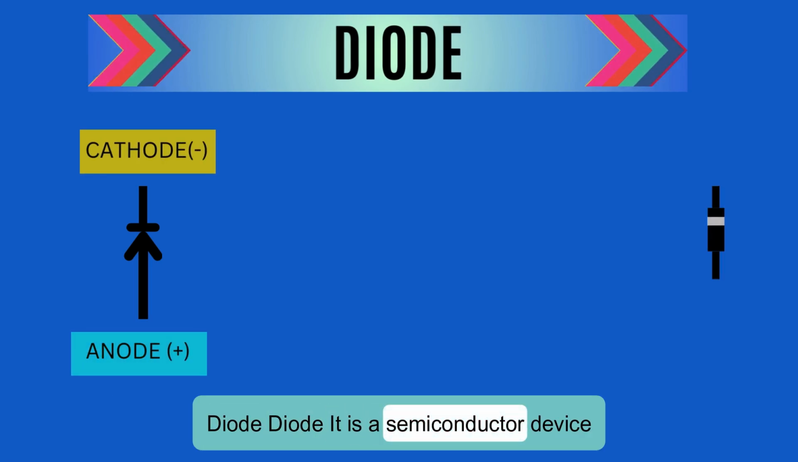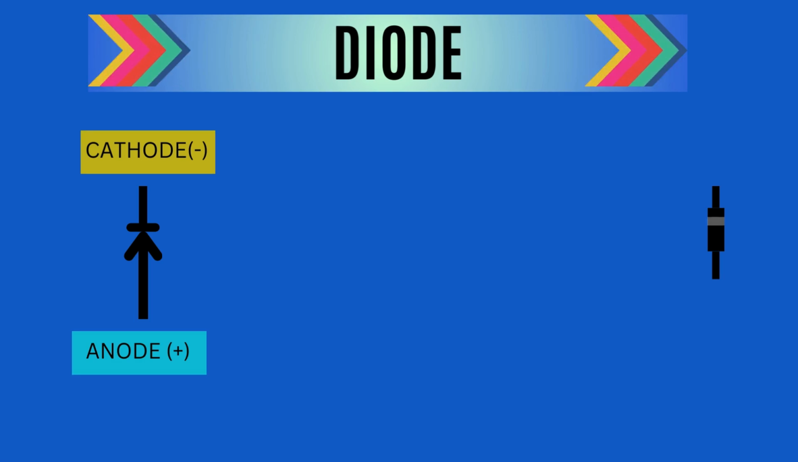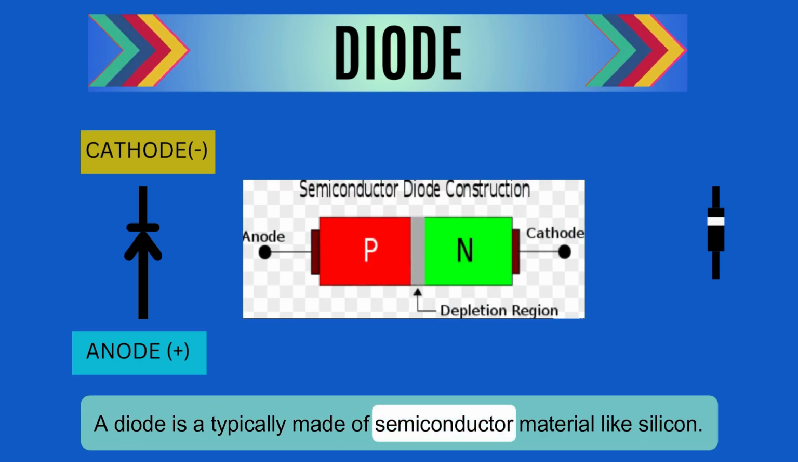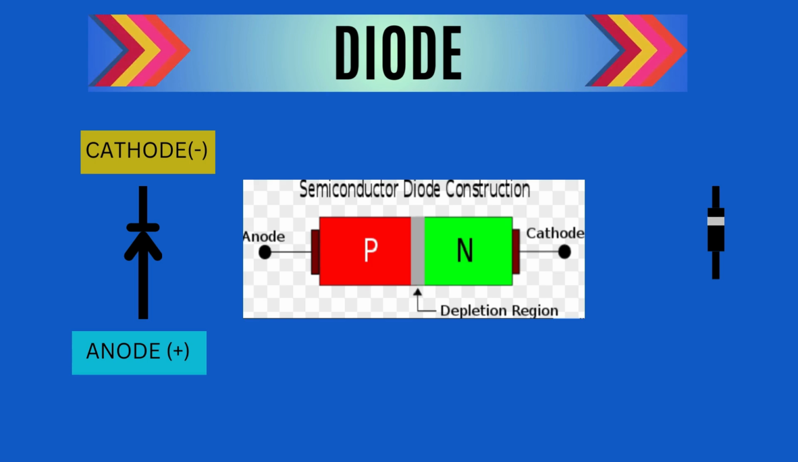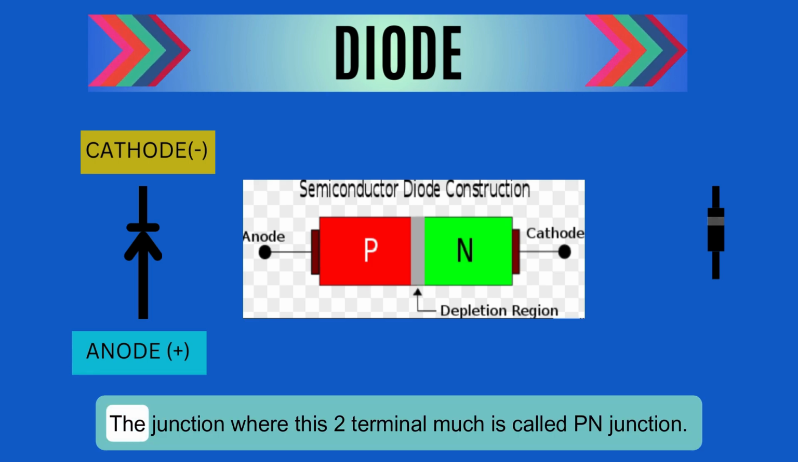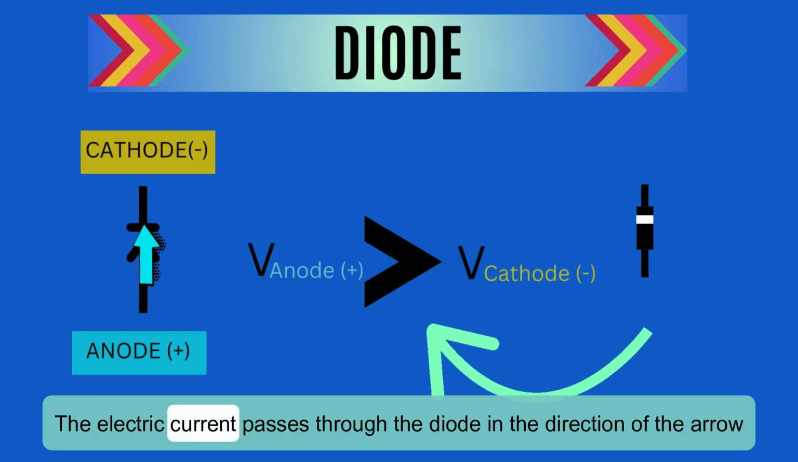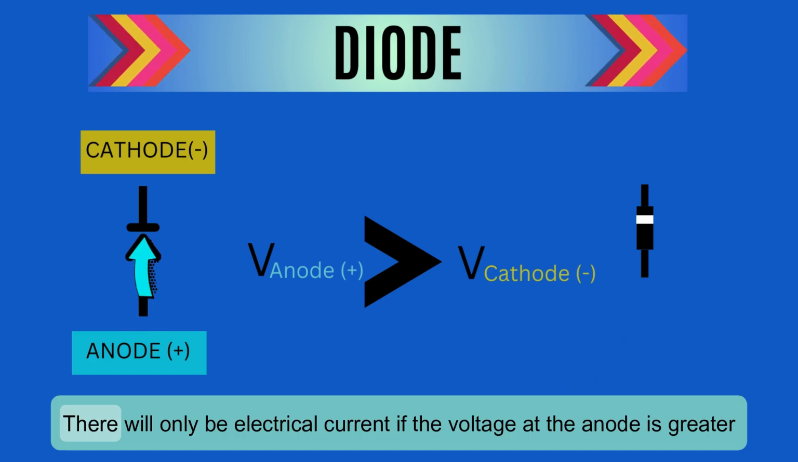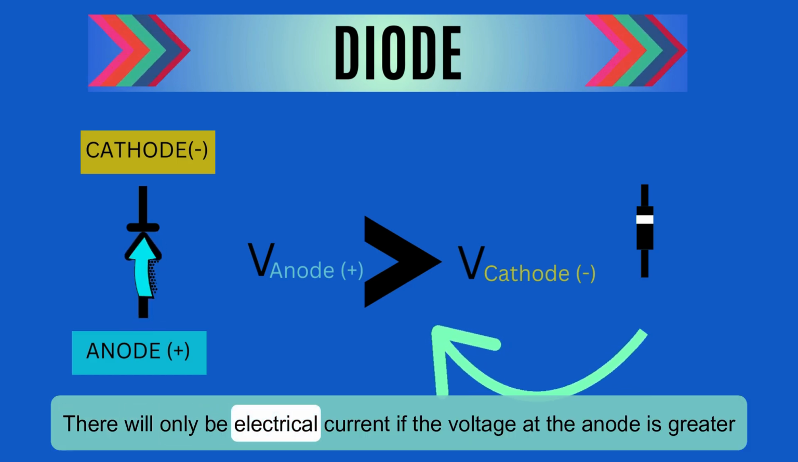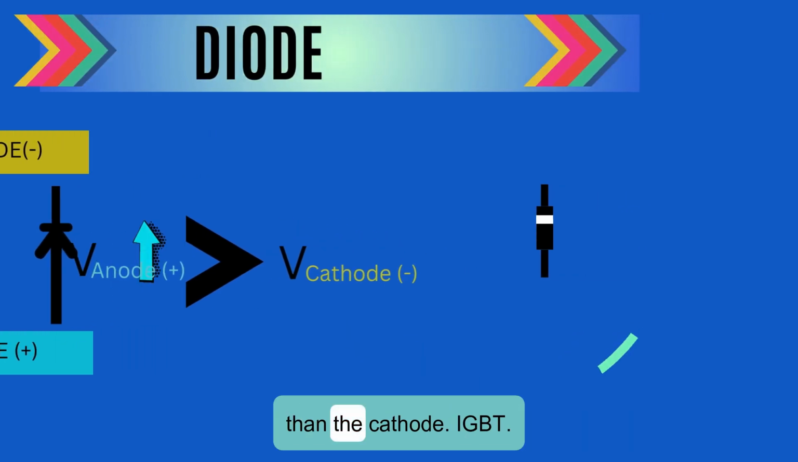Diode: it is a semiconductor device that allows current to flow in one direction only. A diode is typically made of semiconductor material like silicon. It has two terminals: the anode, which is basically the positive side, and the cathode, the negative side. The junction where these two terminals meet is called a PN junction. The electric current passes through the diode in the direction of the arrow in the diode picture. There will only be electrical current if the voltage at the anode is greater than at the cathode.